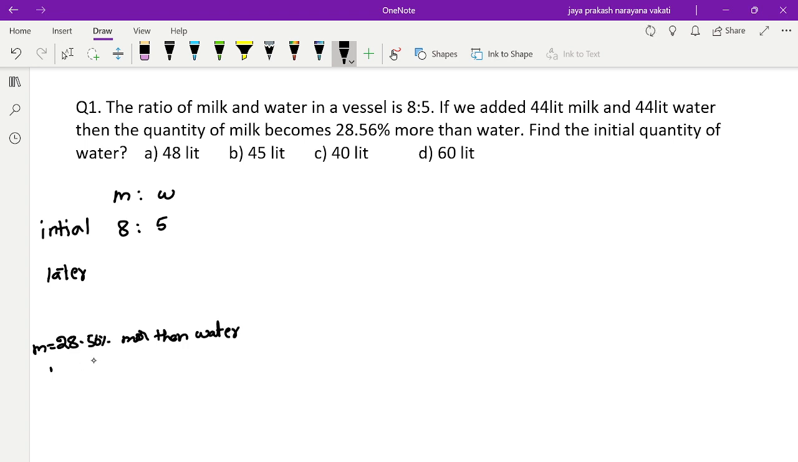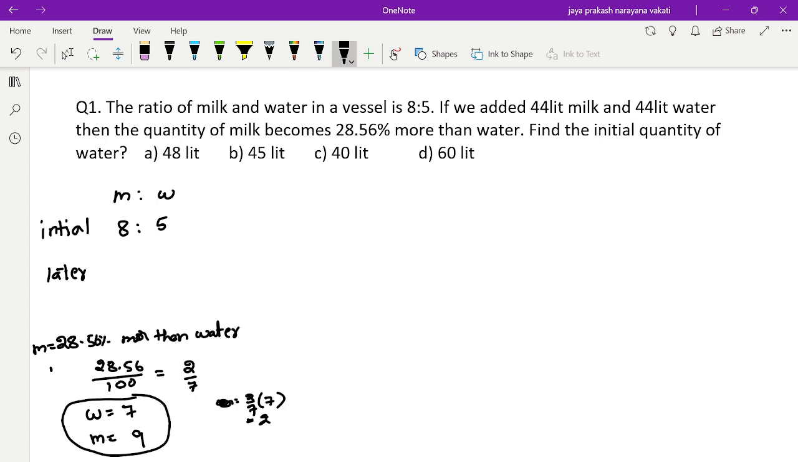So first convert this percentage to a fraction. 28.56 by 100, you'll be getting 2 out of 7. Clear? This is 2 by 7 more than water. Assume water is 7, then milk will be 2 by 7 times more than water, right? Which is nothing but 2 out of 7 more. Water I have considered 7, so milk will be 2 by 7 times 7 more, which will be 2 more. So milk will be 9. So this is how we got the ratio milk to water as 9 is to 7.